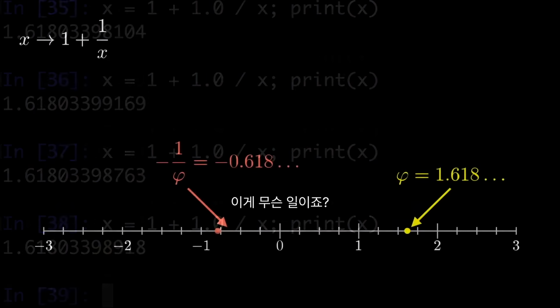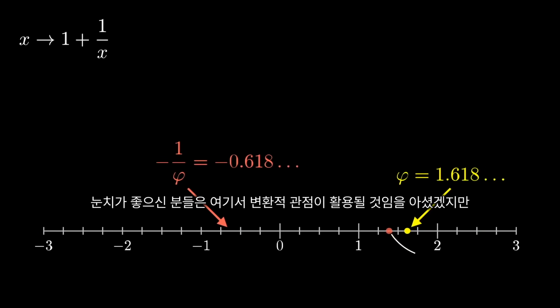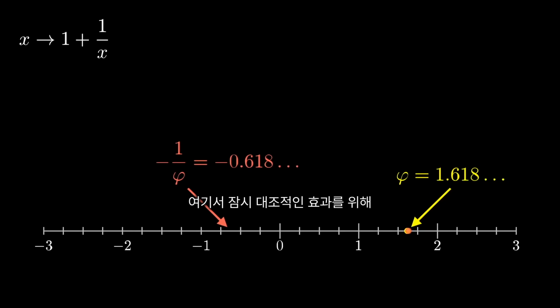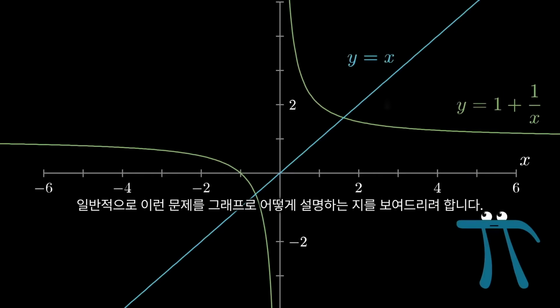So what's going on here? Why is one of these fixed points favored above the other one? Maybe you can already see how the transformational understanding of derivatives is going to be helpful for understanding this setup. But for the sake of having a point of contrast, I want to show you how a problem like this is often taught using graphs.